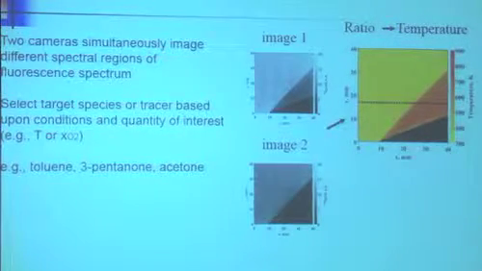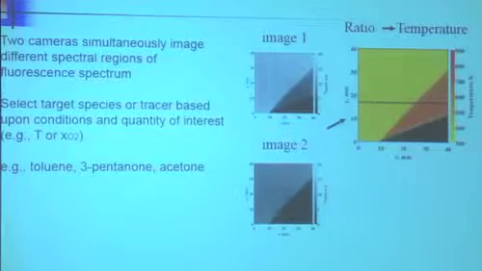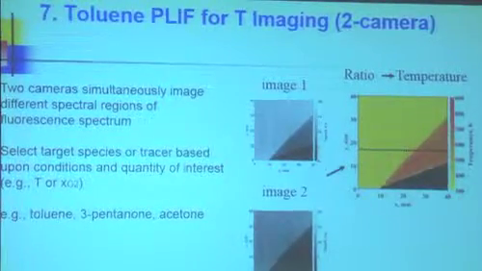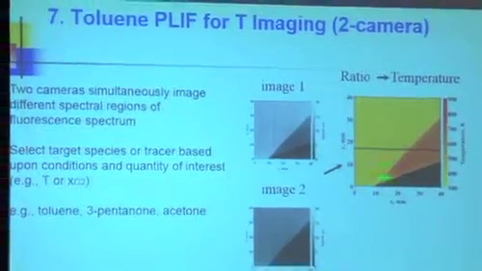I've had a student trying to learn how to measure temperature another way using two cameras. He's interested in hypersonics, so we look at this separated high-speed flow over a wedge.